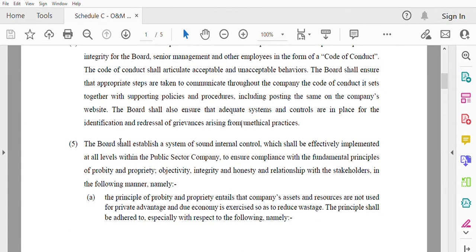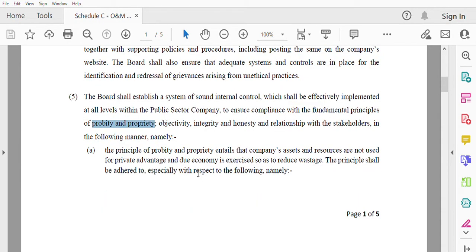The board shall establish a system of sound internal control. So here we are talking about an internal audit function, and the purpose of that function would be to ensure compliance with the fundamental principles of probity, propriety, objectivity, integrity, and honesty. So these are explained in the next points.